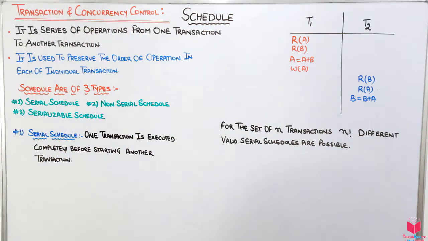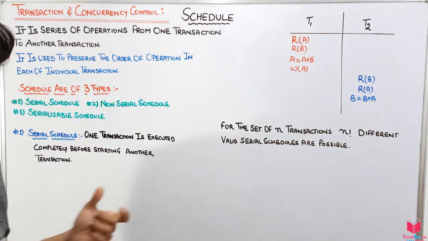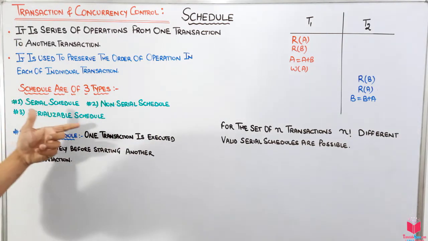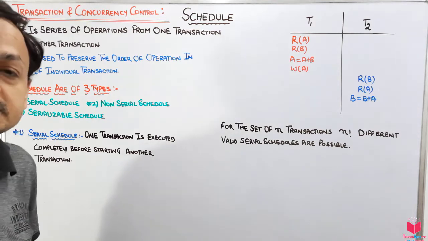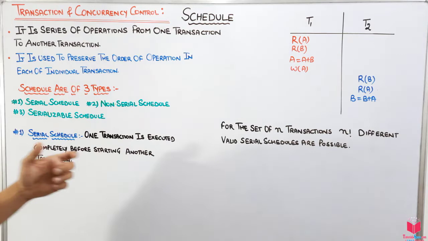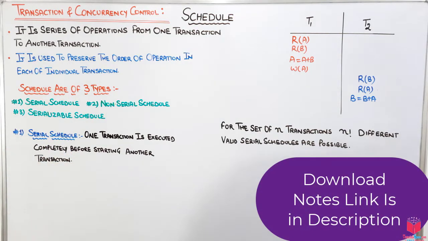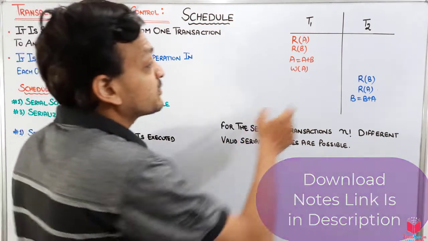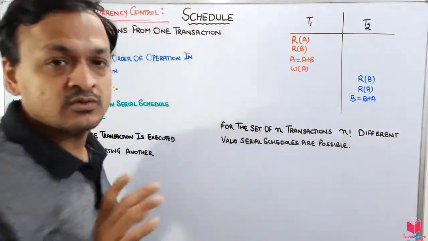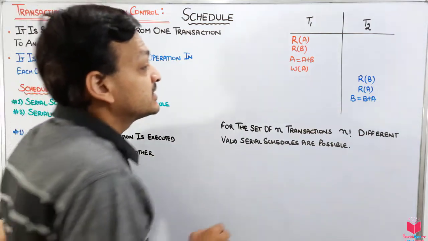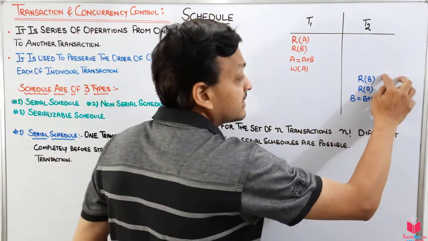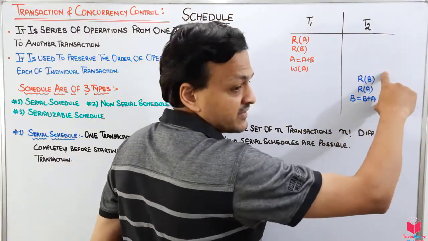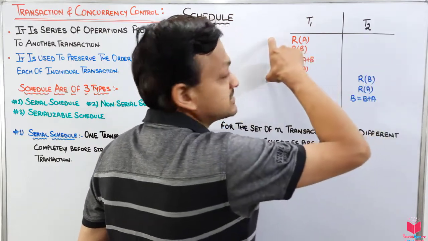The schedules are of three types: the serial schedule, non-serial schedule and serializable schedule. We will discuss only the serial schedule today. One transaction is executed completely before starting another transaction. The serial schedule says that one transaction is executed completely before I start another transaction. Suppose the schedule decided to run T2 first. That means in a serial schedule manner, I will execute all of T2's instructions first.